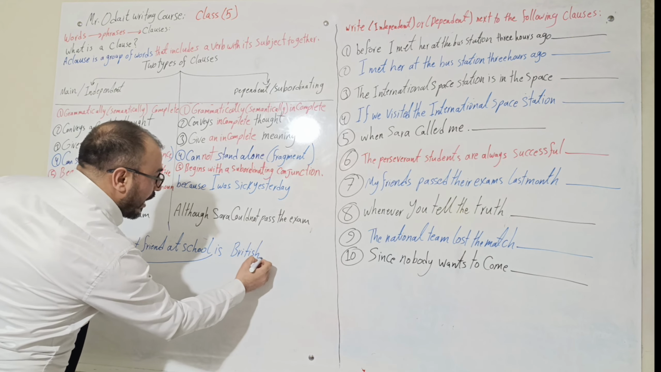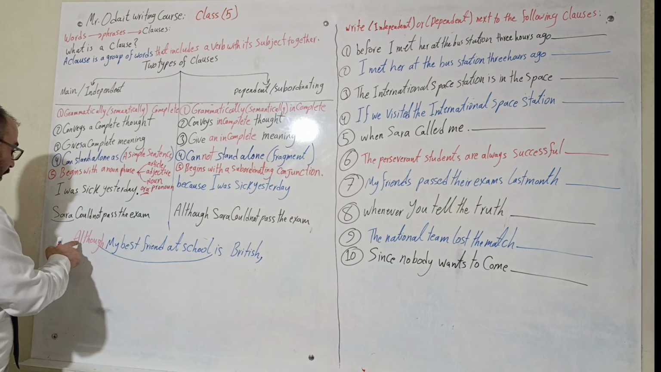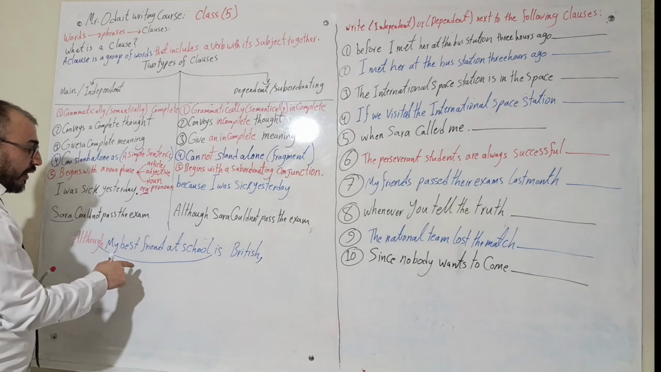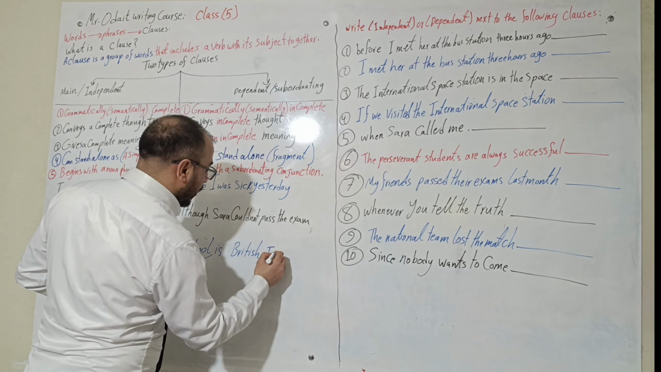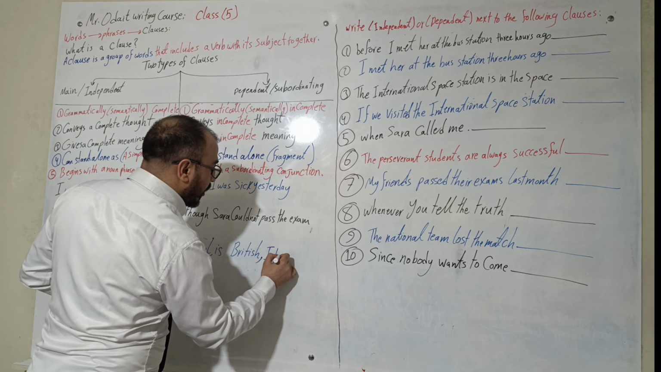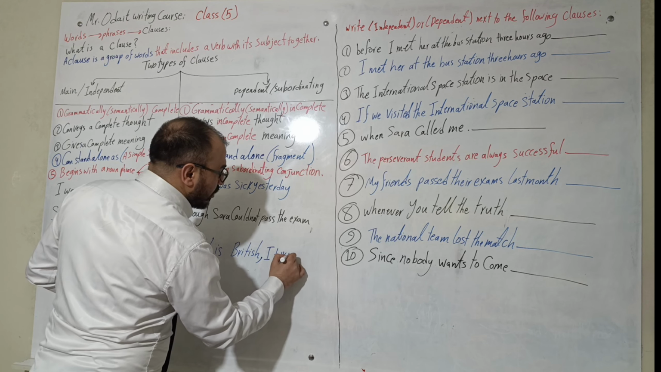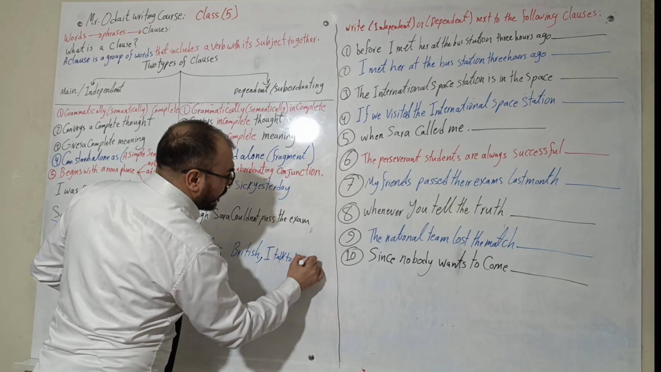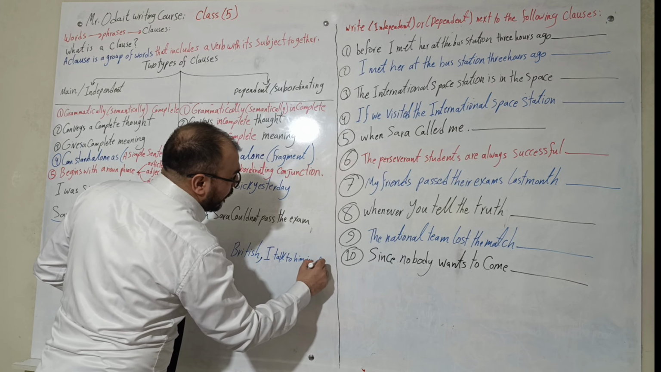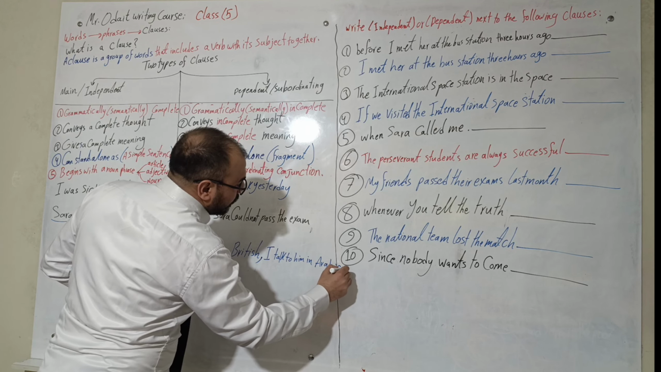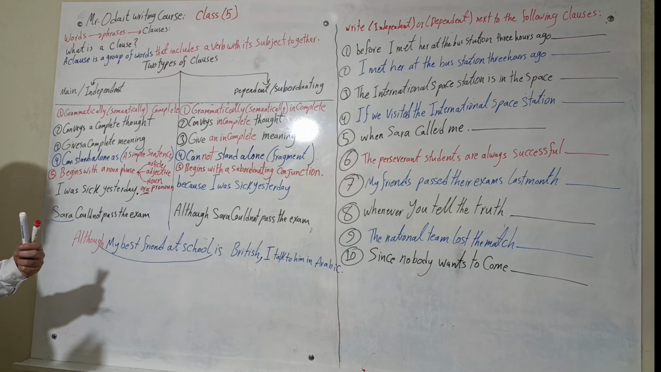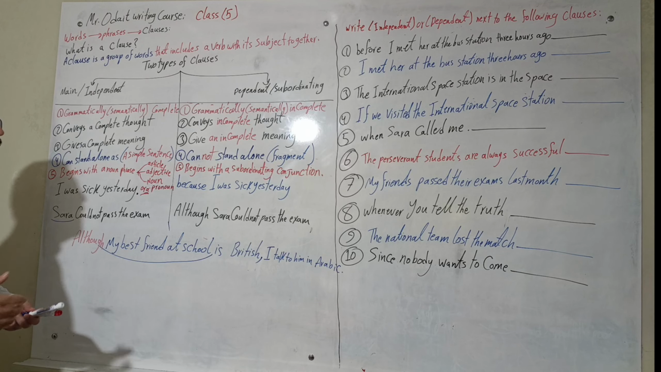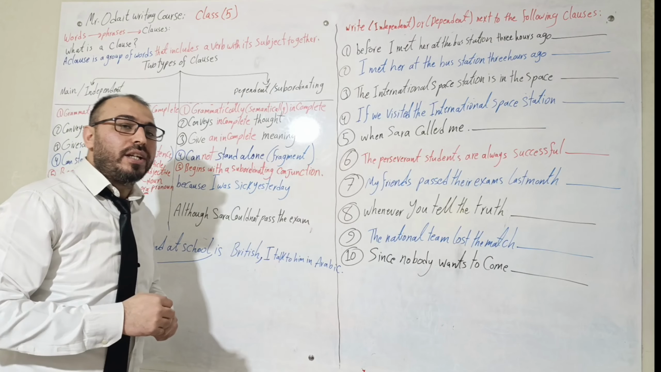But here, if you add a comma, for example, and you say, although my best friend at school is British, I talk to him in Arabic. So, although my best friend is British, yes, what happened? I talk to him in Arabic.